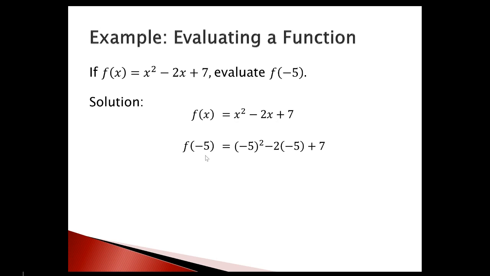Now f of minus 5 is equal to (minus 5) squared minus 2 times (minus 5) plus 7. And we have (minus 5) squared is equal to 25, minus 2 times minus 5 equals 10, plus 7. The answer is equal to 42. Therefore, f of minus 5 is equal to 42.